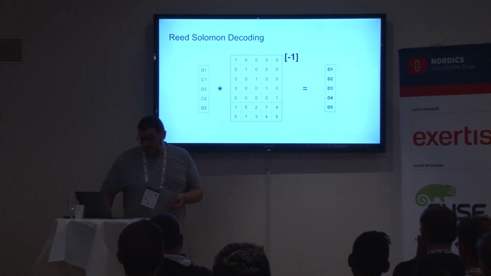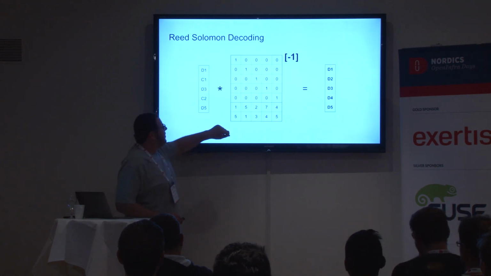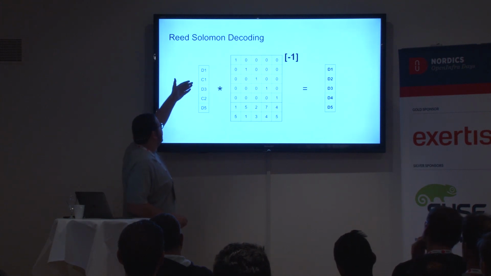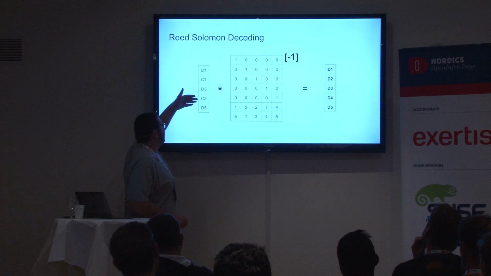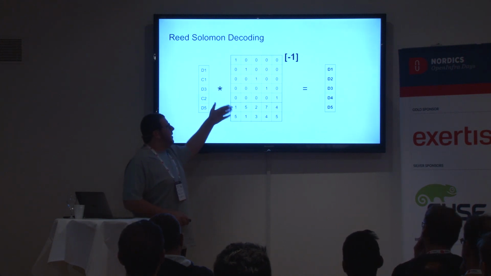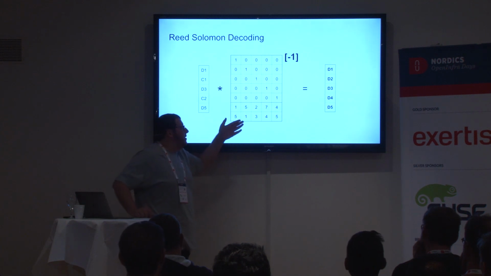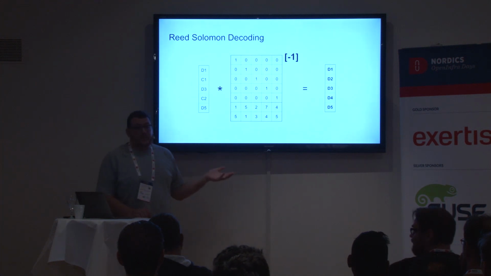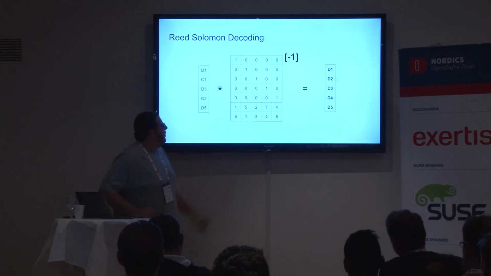And then on the decoding, you just take the inverse of your original code, and you multiply it by whatever you've lost. So in this case, if we lost D2 and D4, we can substitute the parity bits there, multiply it by the inverse of our generator matrix, and that will give us the original data that we had. So as you can see, this is a lot more efficient than Hamming codes or parity bits.